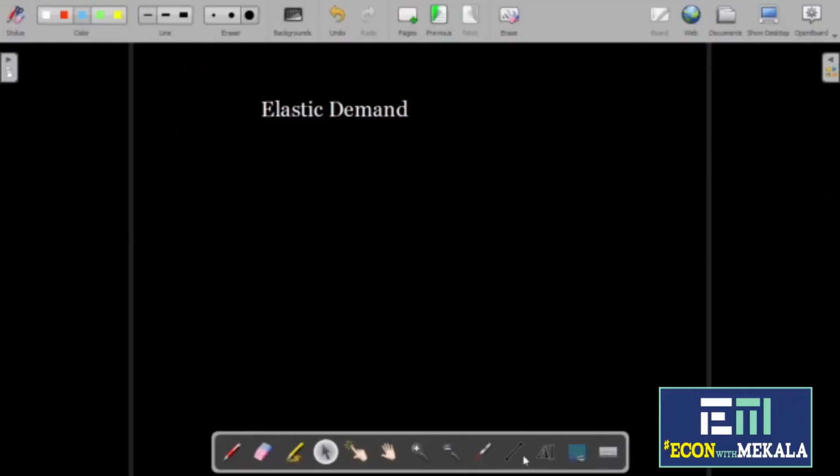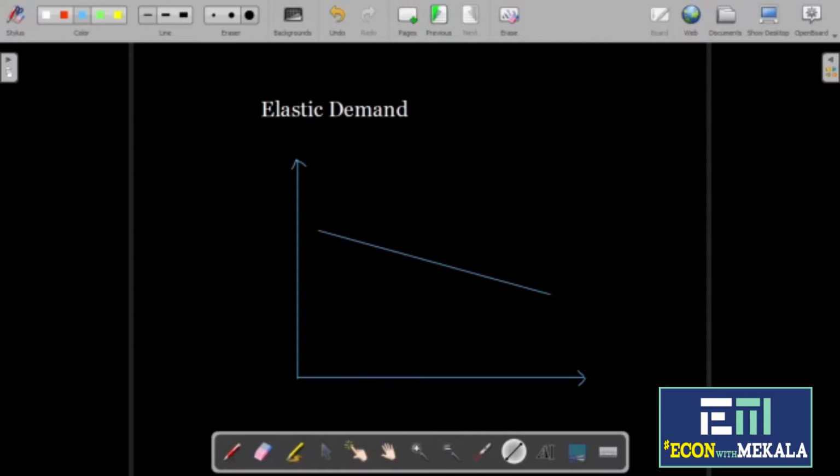If you remember, the shape of the demand curve for elastic demand has a shallow slope compared to inelastic demand. Inelastic demand has a steep slope demand curve, whereas elastic demand has a shallow demand curve. So I'm going to construct a demand curve with a shallow slope. This is our demand curve. I'm going to label it as D.